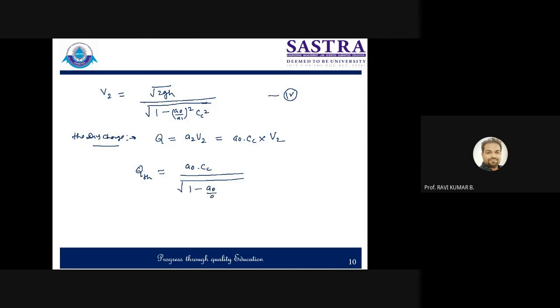This is slightly complex, and you need to remember all these things, because you cannot escape that. So A naught by A1 Cc square into under root 2gH. So this is basically the theoretical discharge.